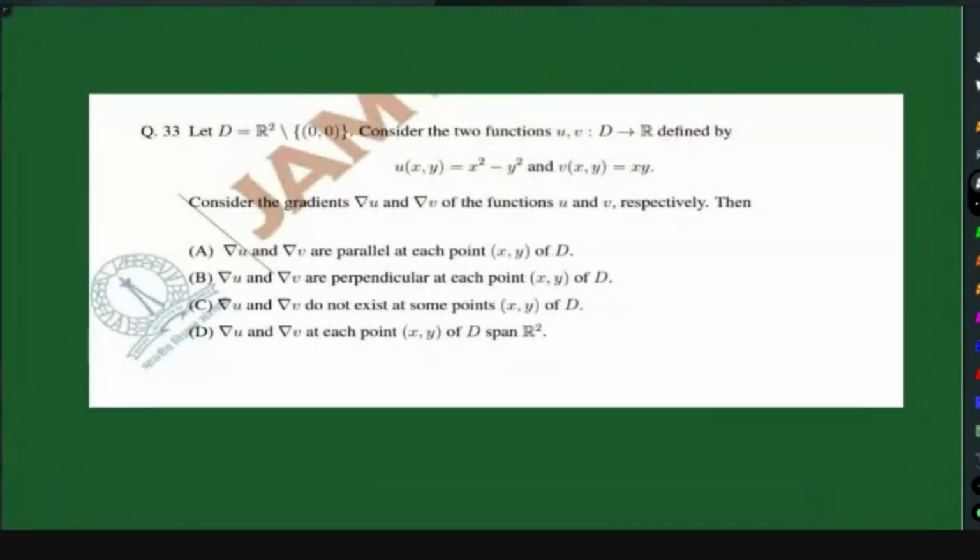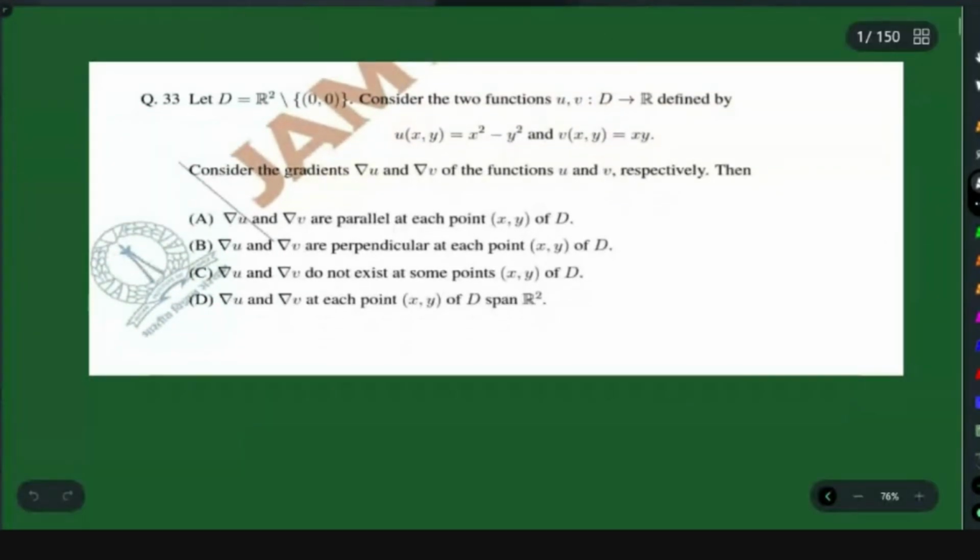Okay. So this is the 2021 JAM problem. This one you can easily compute. So you just see what the domain is here. You have a domain D equal to R2 minus (0, 0). And you have the functions U and V from D to R. They are given by U of (x, y) equals x square minus y square, and V of (x, y) equals x into y. Now del U and del V are the gradients. So the question is whether del U and del V are parallel or perpendicular.